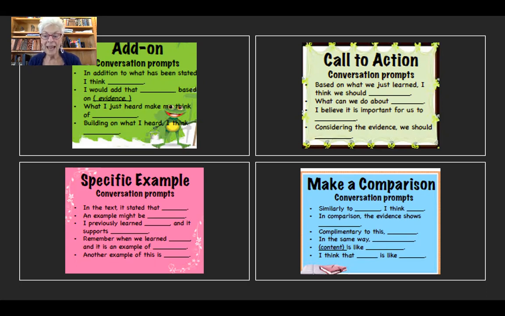Notice if we say call to action, based on what we just learned, I think we should. We're applying past knowledge. What can we do about? We're questioning and posing problems. I believe it is important for us to, we're thinking about our thinking. So notice again, we can take any one of these prompts and associate them with a habit of mind and ask them to practice them. And we don't have to give them all the prompts all at once. We can slow ourselves up, but the prompts are ways to keep us in a deeper understanding and a deeper thinking as we're working on something. So that's one way that we can associate the habits of mind.